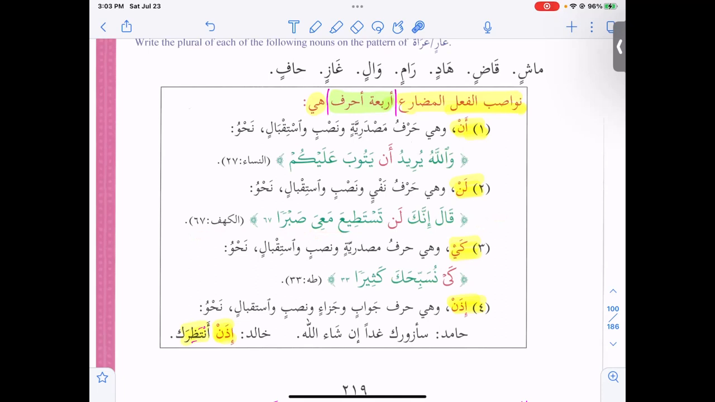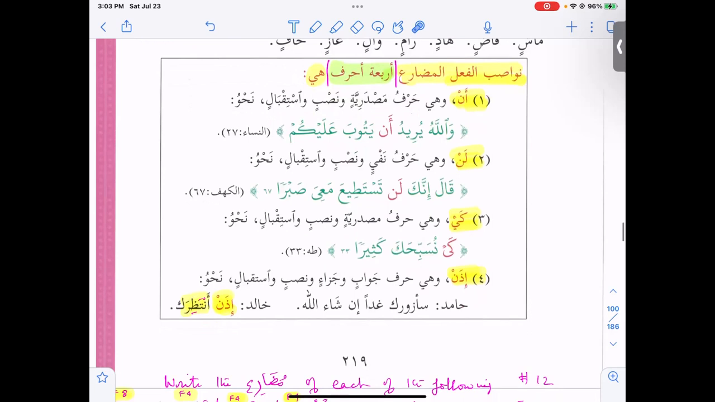Kai. Kai is like an. Wahiya harfun masdariyyatin wa nasbin wa istiqbali. Same, you see. Kai nusabbihaka kathiran. This is also Musa alayhi salam saying, Surah Taha, Kai, which you can say means in order to. Nusabbihaka, mansub. Sabbaha, yusabbihu, nusabbihu, became kai nusabbihaka. So then we glorify you a lot.